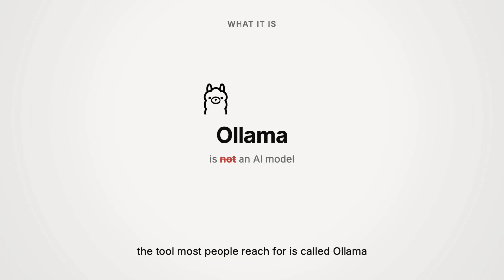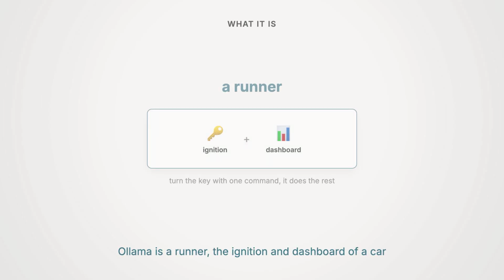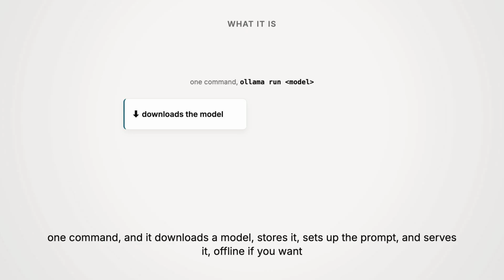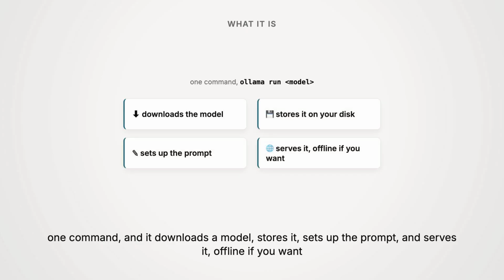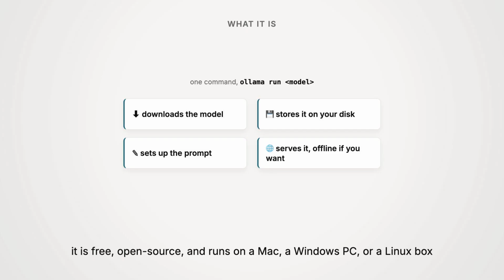The tool most people reach for is called Ollama, and the first thing to understand is what Ollama is not. It is not an AI model. Ollama is a runner. Think of it as the ignition and dashboard of a car. You turn the key with one command and it does the rest. It downloads an open-weight model, stores it on your disk, sets up how the model is prompted, and serves it on your own machine, offline if you want. It is free, open source, and runs on a Mac, a Windows PC, or a Linux box.